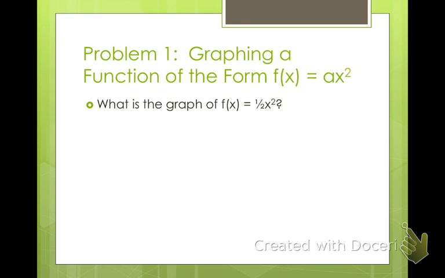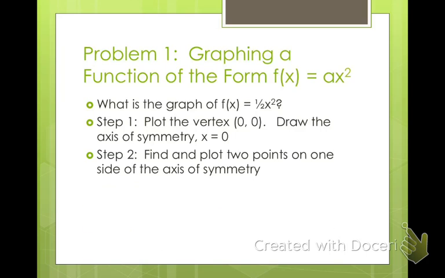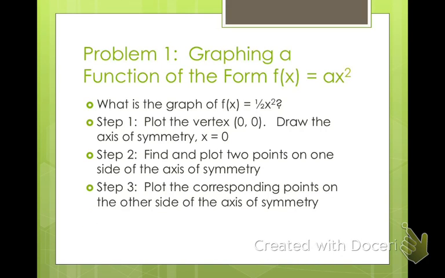So for graphing, what is the graph of f of x equals 1/2 x squared? What we're going to do is start by plotting the vertex. Since we're not adding or subtracting anything, you can always assume that our vertex is (0, 0). So then we're going to plot our vertex, draw our axis of symmetry, and then find and plot 2 points on one side of the axis and then mirror image it across to the other side. I'm going to pick multiples of 2 when I do it, just so that we get nice numbers. Plot the corresponding points on the other side of the axis of symmetry and then sketch the curve.